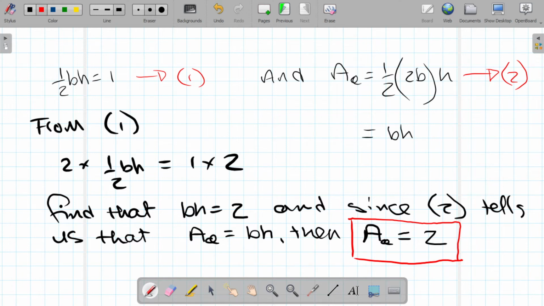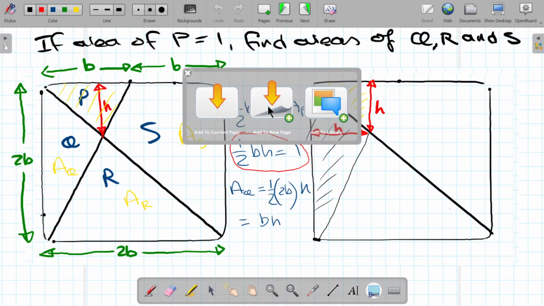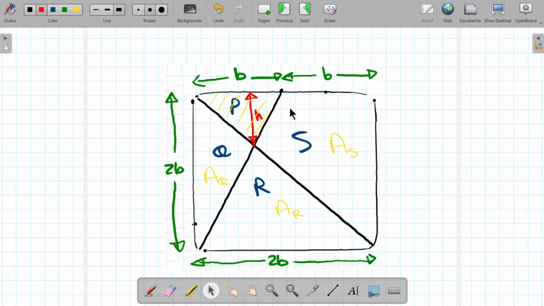Now, what I'm going to do is go back to these diagrams, and I'm going to cut this diagram here and paste it on a new page. So add to new page. Right, okay. How do we work out what the area of R is? A sub R, if you like. How do we work out what the area of R is?